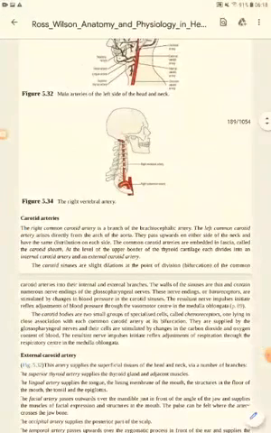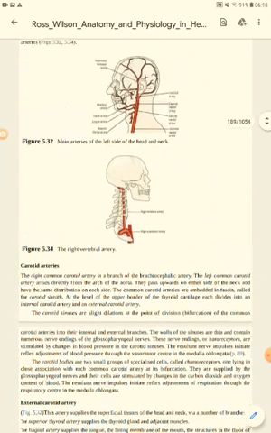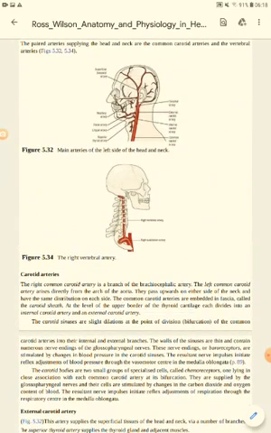So the right common carotid artery is a branch of the brachiocephalic artery. The left common carotid directly arises from the arch of aorta. Both of them pass on each side of the neck and distribute to various regions of the brain. The common carotid arteries are actually embedded in a sheath which is called the carotid sheath.